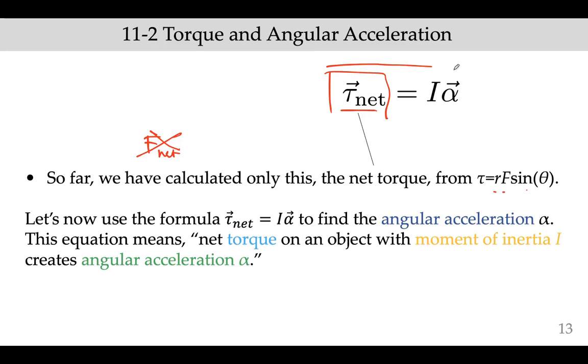Now let's start using the whole equation. Remember, this is like F equals ma, but here everything is for the rotational motion, not linear. So let's now use the formula net torque equals moment of inertia times angular acceleration to find the angular acceleration. This equation means net torque, which is here, on an object with moment of inertia creates angular acceleration.